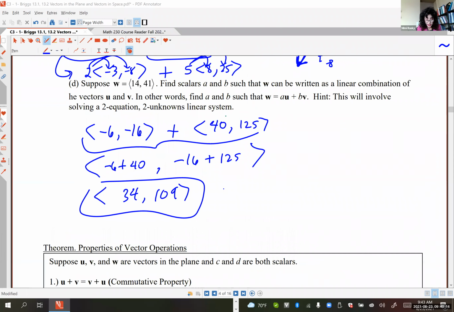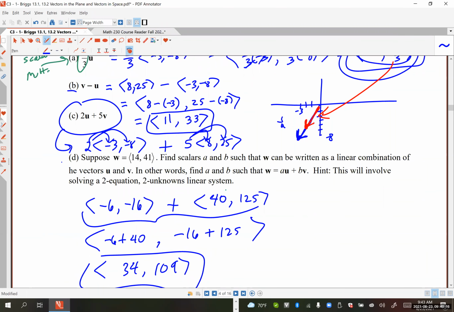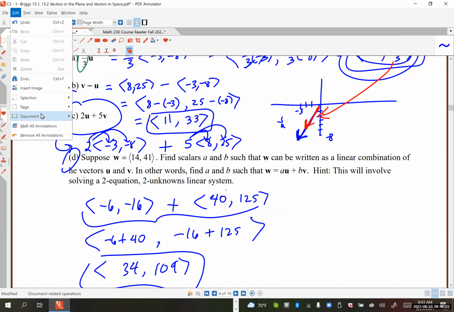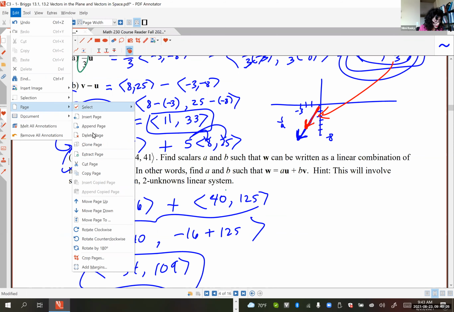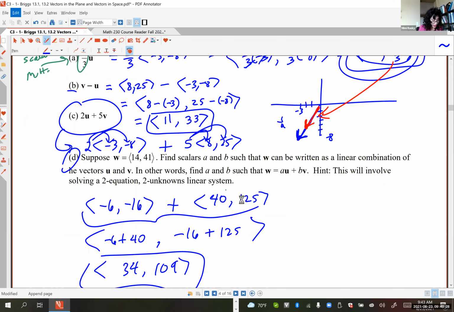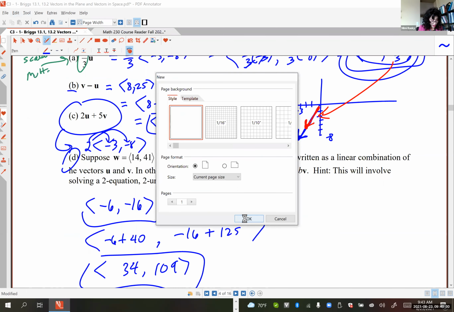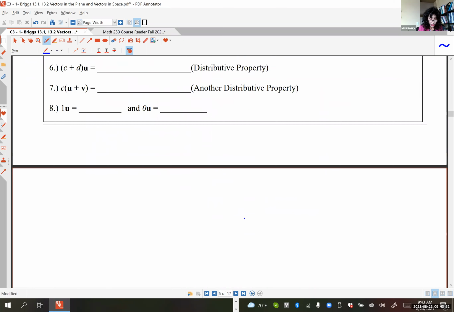Professor, sorry, are we going to do number D? Yes, we're going to do letter D now, but I need more room. Okay, sorry. No worries. Sometimes I accidentally skip stuff, so thank you for making me honest here. I'm going to append a page because I didn't give myself enough room, and you probably need more room also.